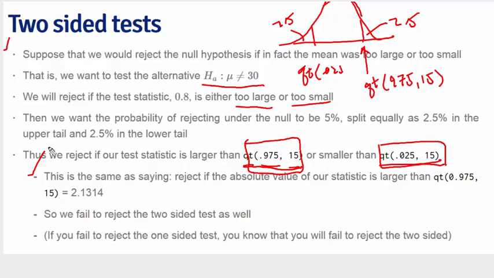So in this case, we failed to reject the one-sided test, and now in this slide we're showing that we failed to reject a two-sided test. However, I think you'll have probably already noticed that because we've moved further out into the tails of the t-distribution with our rejection region, if you fail to reject the one-sided test, then you will also have failed to reject the two-sided test.